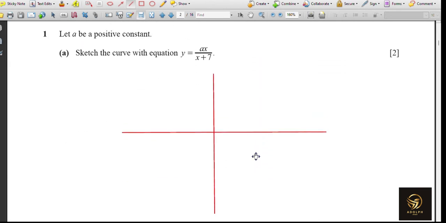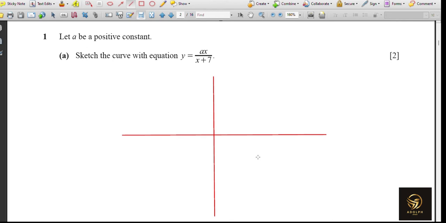The first question is, let a be a positive constant. The first subdivision is sketch the curve with equation y equals ax divided by x plus 7. So here we have axes, that is x and y. They have mentioned it clearly divided by x plus 7, so that we are getting one asymptote, that is x equals -7. So we can mention that asymptote by the dotted line, x equals -7.